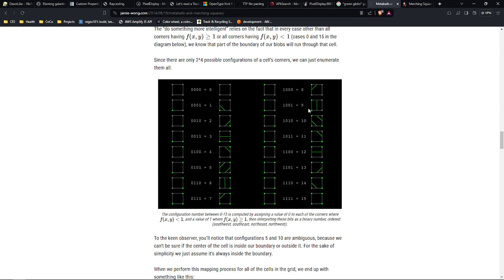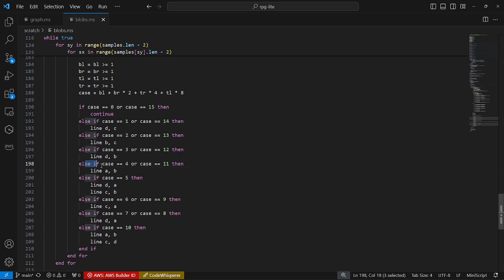What's neat is that some of these cases mirror each other. Like you see, case 6 is a vertical line. Case 9 is also a vertical line. So we don't have to implement 16 cases. We just have to implement, what's this? 1, 2, 3, 4, 5, 6, 7, 8, 9. 9 cases.